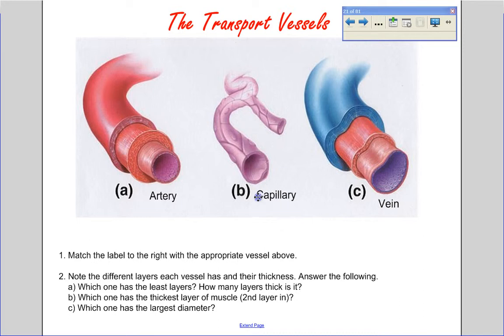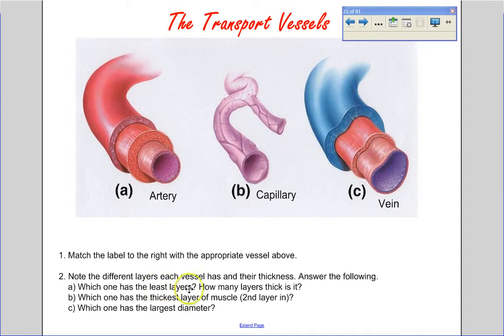Capillary is a little easier to pick out. Capillaries are really, really thin. They're only one cell thick. Okay, so they're 1 cell thick because capillaries are the vessels that are found between arteries and veins. They're the connecting vessels, and they're really thin so that they can allow for exchange of materials. So oxygen and nutrients will leave and go out to the tissues. Wastes and carbon dioxide will come in and be picked up from the tissues.